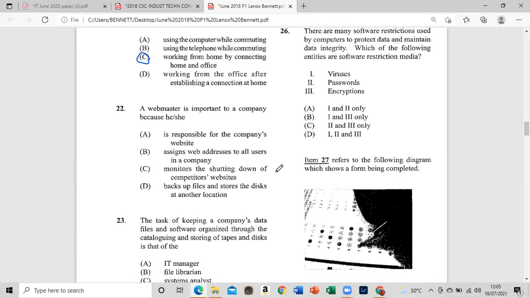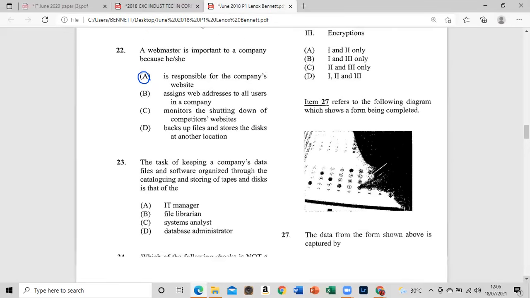All right. So 22, a webmaster is important to a company because he or she. This was also on the 2020 paper. So 22 is responsible for the company's website. We're not gonna go far into this because it was already on the other paper, so we don't need to be stressing over it.